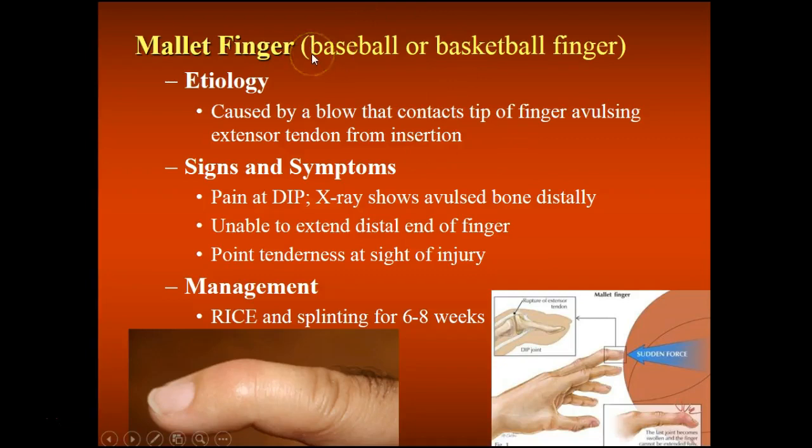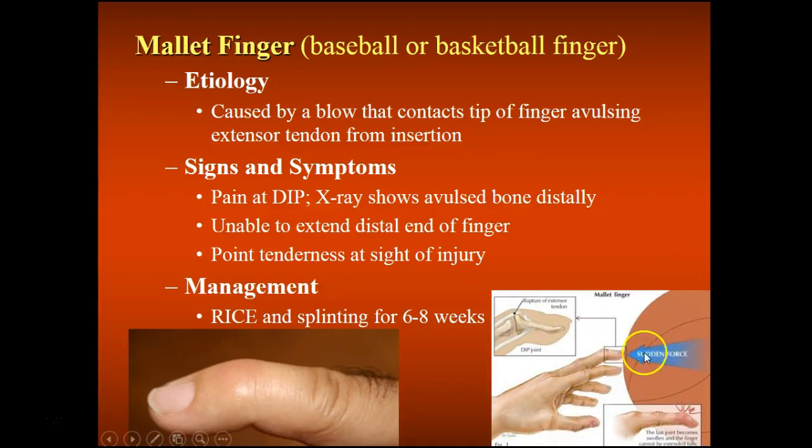Mallet finger is most commonly seen in baseball and basketball, or sports where you have balls coming at the hand at high velocity. I want to draw your attention to the image in the bottom right hand corner of your screen to talk about the etiology, or the mechanism of injury. Most often, the mechanism of injury is a direct blow to that distal phalangeal bone.